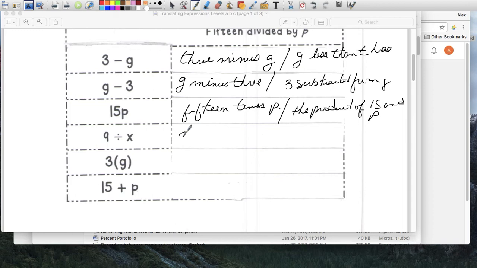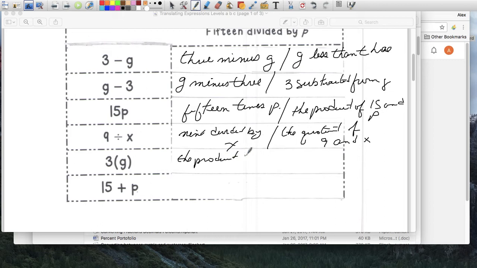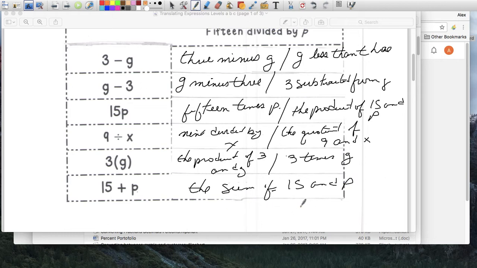9 divided by x, 9 divided by x, the quotient of 9 and x. This also means multiplication, so the product of 3 and g. You can write 3 times g. The sum of 15 and p. P increased by p, 15 increased by p, and so forth. Okay.